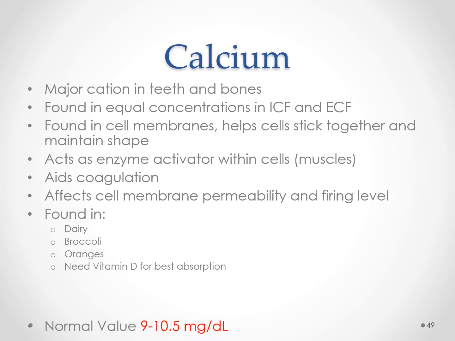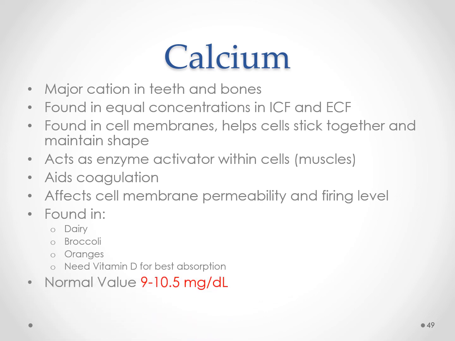So if your calcium is low, your activation would be low, right? It aids in coagulation, so your sticking of the things together, right? It affects cell membrane permeability and firing level. And firing level, that's interesting. It's found in dairy, broccoli, and oranges, and you need vitamin D for best absorption.